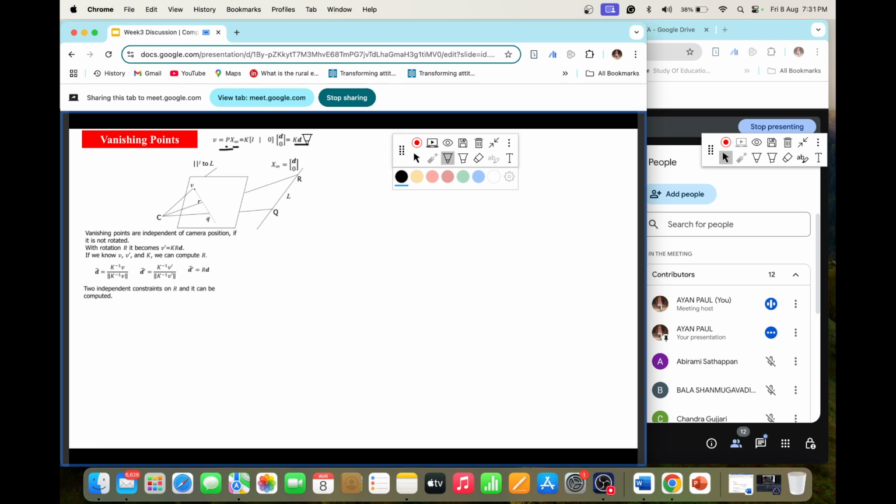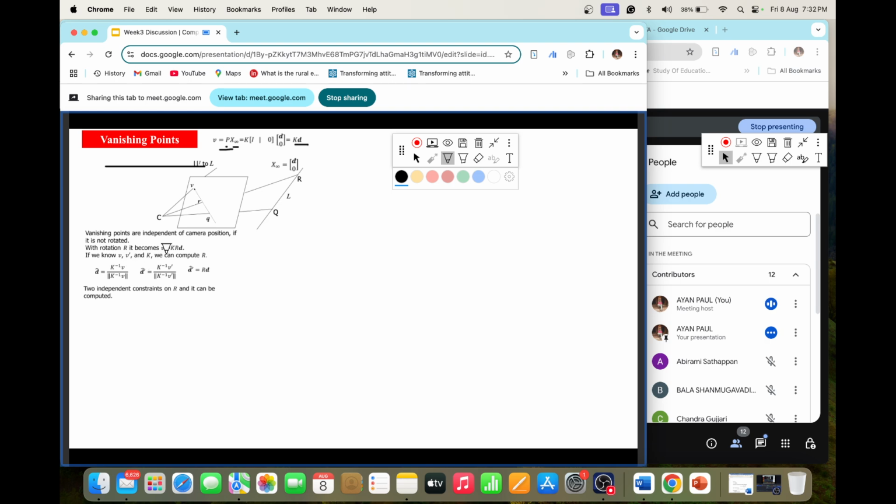So what is a vanishing point? In real space, lines can be parallel and not meeting at a point. Actually in the image plane they can meet at a point, and that point is nothing but your vanishing point. So this P means you are doing some kind of transformation into another plane. In that plane, the points which are not meeting can meet. So that is the vanishing point.